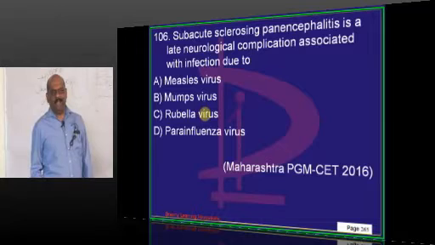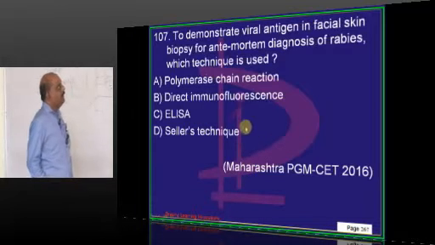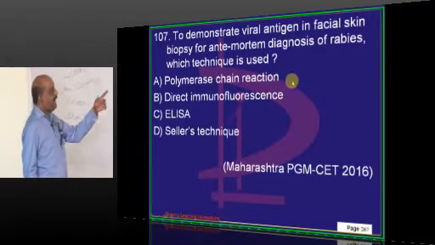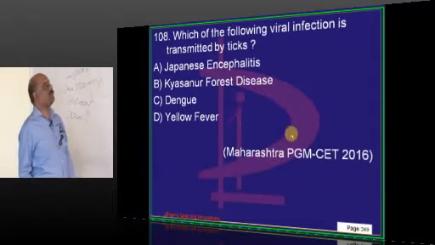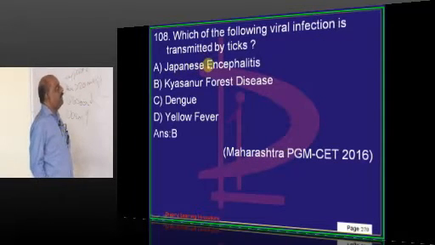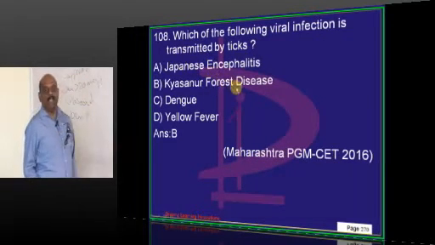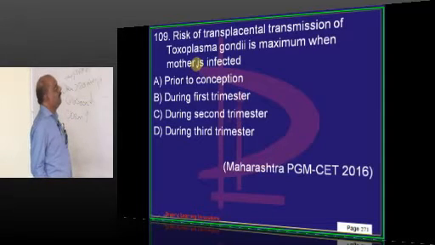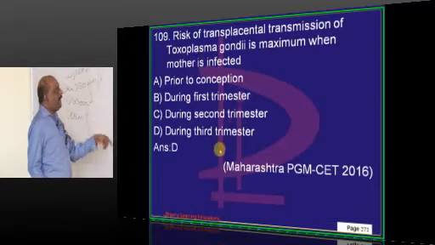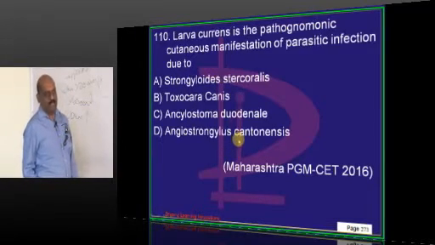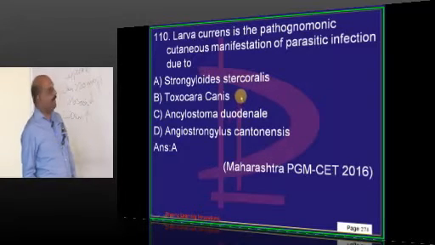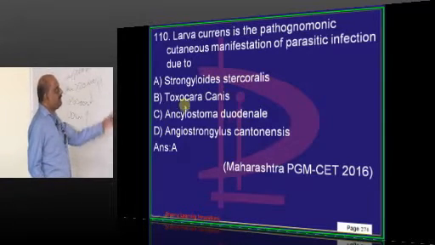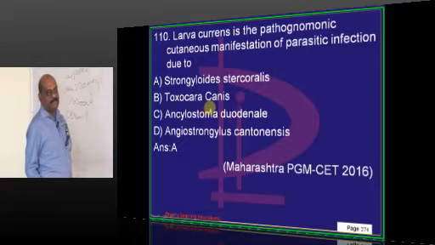Subacute sclerosing panencephalitis is measles. Typically in the antemortem diagnosis of rabies, what technique will you use? Direct immunofluorescence you will use to demonstrate. Ticks are fundamentally Kyasanur Forest disease. Toxoplasma transmission risk is maximum during the third trimester. Larva currens is Strongyloides stercoralis. How many answered Toxocara canis?